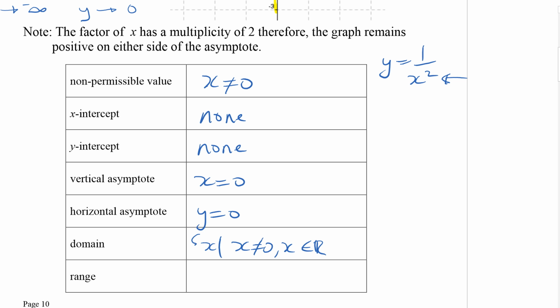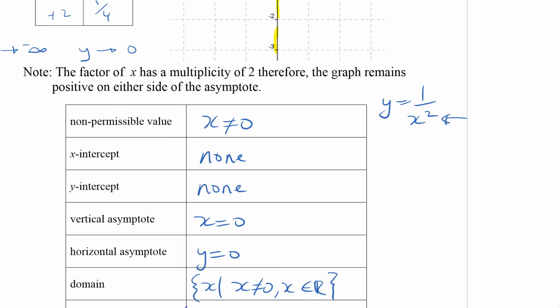So to put it in nice notation form, we'll go like that. The range in this case, you'll notice that y is greater than 0, and besides that, it's all real numbers. There's my quick curly braces. Okay, so that's the first one. That's the volcano.